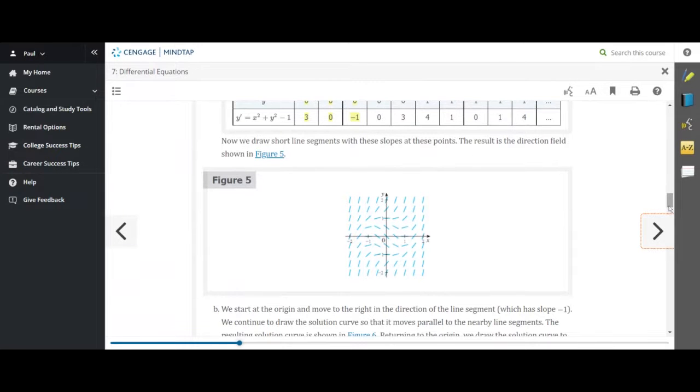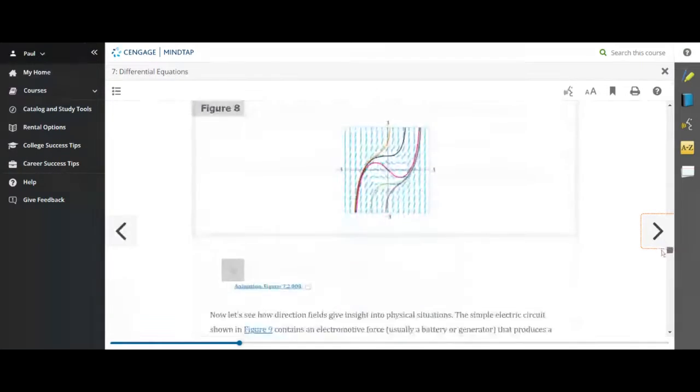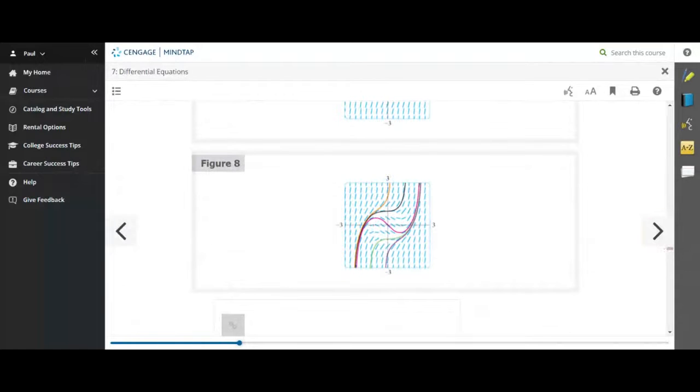So, what if we wanted to draw some solution curves on the direction field for this example 1, and we're looking at figure 8. This is in section 7.2. You see there how all the solutions obey the direction field. Different initial conditions give you different solutions, and the solutions follow the direction field.